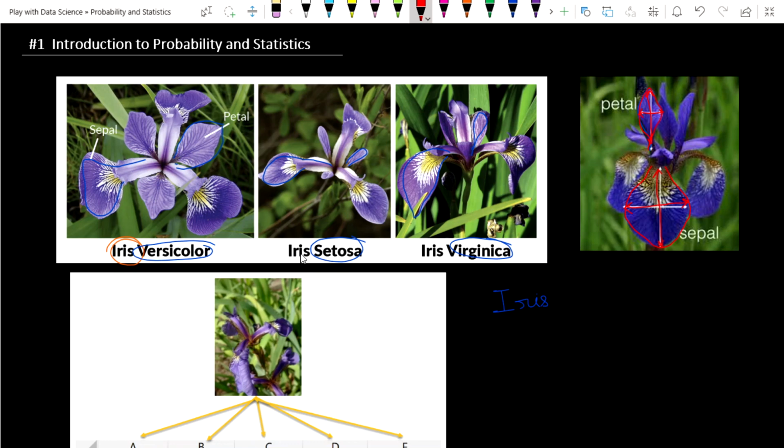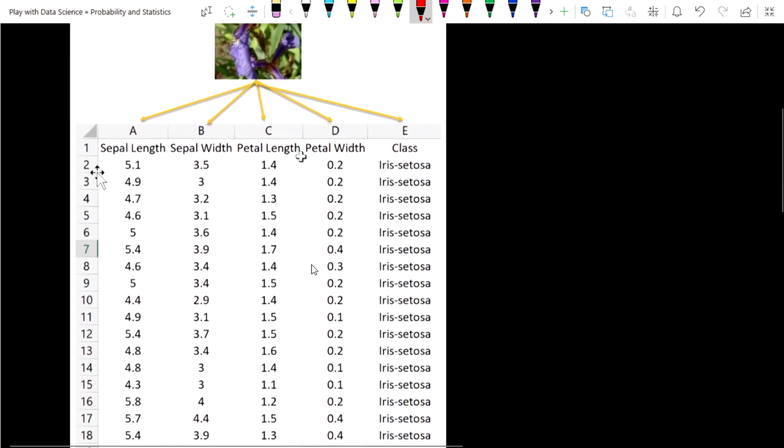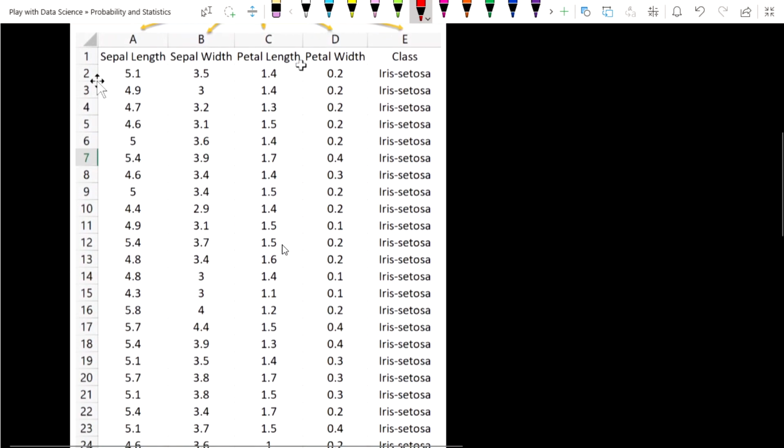So now let's look at what the datasets look like. This is the dataset, a sample of the structure of the dataset. I took this picture from Google Images. You can easily find this dataset: just type iris dataset and you will find it. I am just taking this as an example.